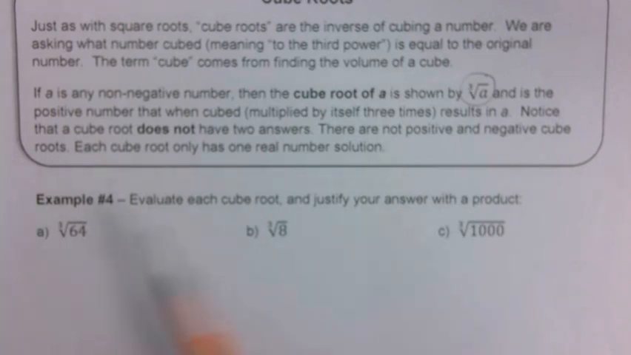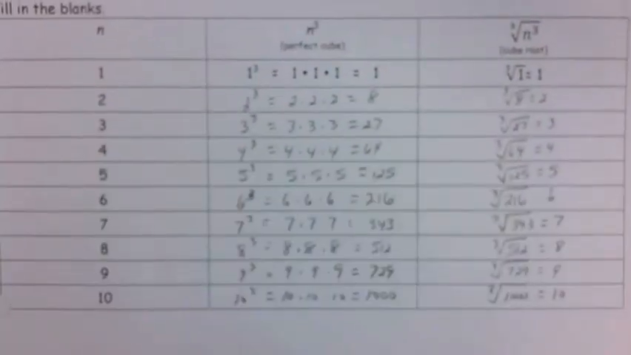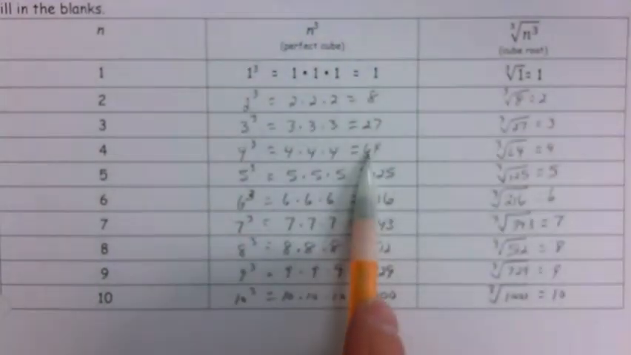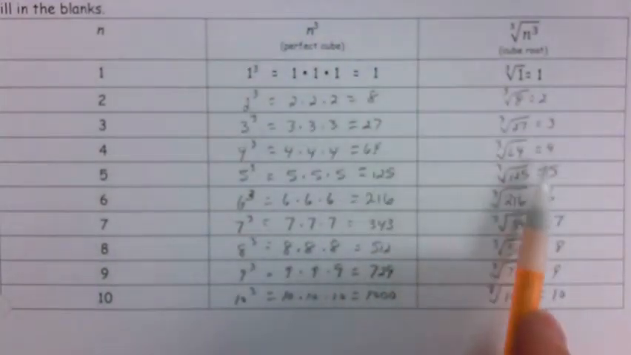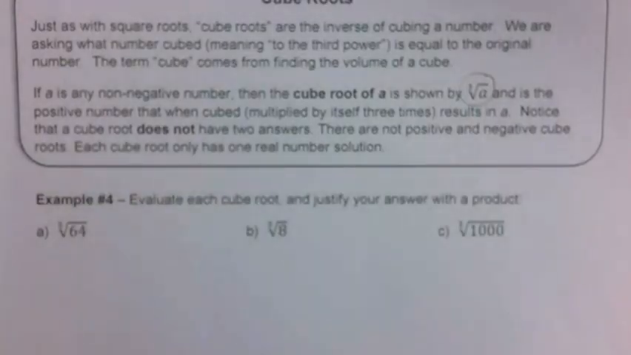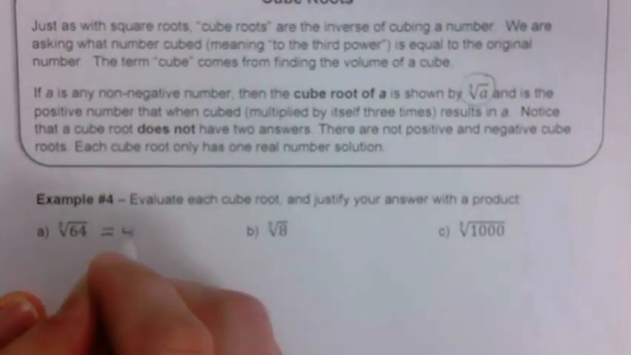In example 4, they want us to evaluate each cube root and justify the answer with a product. So in question A, what's the cube root of 64? Just like with square roots, we had a chart that we were able to find our cube roots on. If I look at my chart of cube roots, I'm looking for 64 in this column right here, and I see 64 right here. The cube root of 64 is equal to 4.